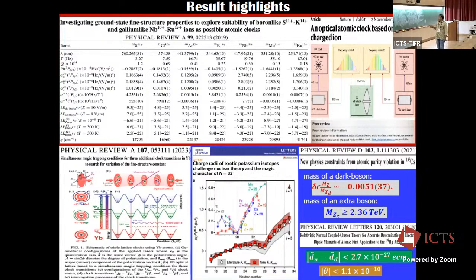And here, by studying parity violating interactions in the cesium atom, we found some limit on the mass of an extra dark boson. And here also, studying the electric dipole moment of the mercury atom, we found limits on the chromo-electric dipole moments of quarks. So these are the kinds of high precision studies we can do.